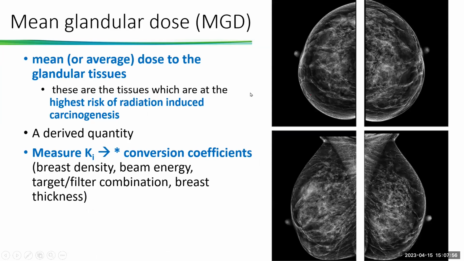Mean glandular dose is the mean dose to the glandular tissue of the breast. This is of concern because these tissues are known to have the highest risk of radiation-induced carcinogenesis. However, it's not a directly measured quantity, it's a derived quantity. So what you need to do is measure the incident air kerma, and then multiply it with a few conversion coefficients, which take into account the breast density, or an assumption of the breast density, the beam energy, the target filter combination used, and the breast thickness.